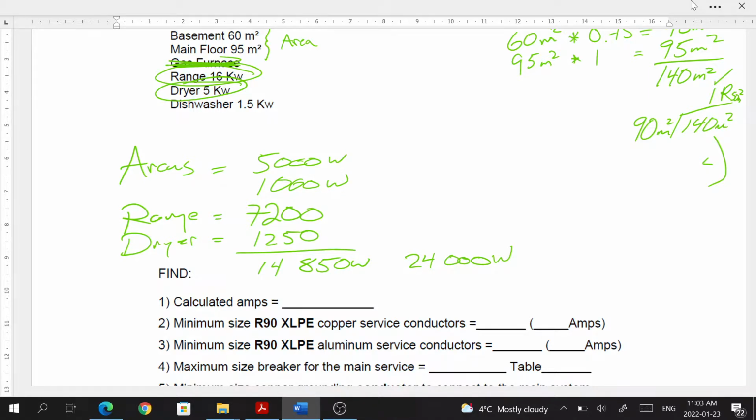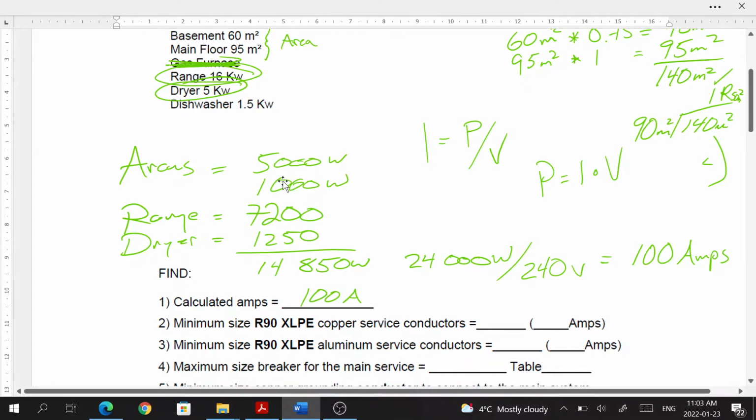And if you remember Watt's law, so power equals current times our voltage, we can figure out pretty quickly what current we're going to need for this particular service. So we know that we have 240 volts coming in. So if we want to find our current, current's going to equal power over voltage. And that's going to give us a total of 100 amps. So our calculated amperage is going to be 100.